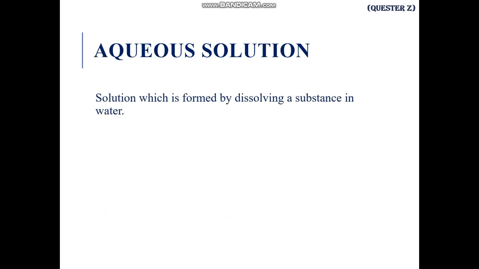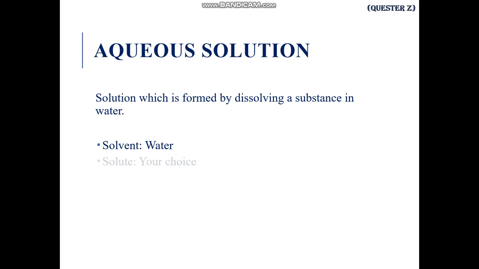What is an aqueous solution? What is the difference between an aqueous solution and a solution? An aqueous solution is that particular solution which is formed by dissolving a solute in water. It means water is compulsory as a solvent to make an aqueous solution. If we do not take water as a solvent to make a solution, it will not become an aqueous solution. It will become a solution but not an aqueous solution. So to make an aqueous solution, we must have water as a solvent.